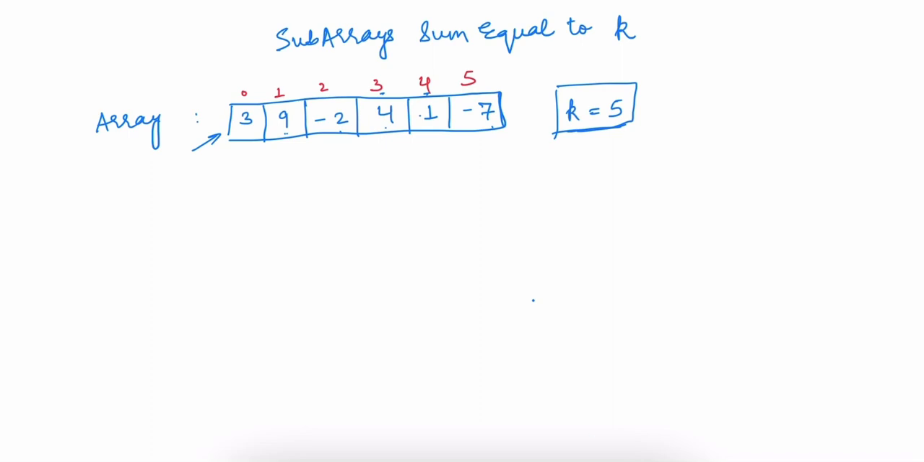So there are two subarrays here. One is this subarray starting from index 3 and ending at index 4, and the other one is this subarray starting at index 1 and ending at the index number 5.